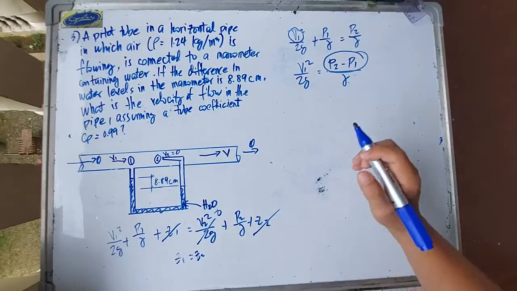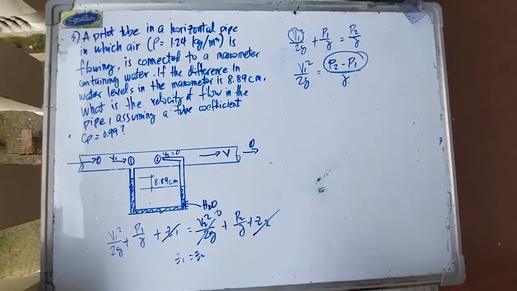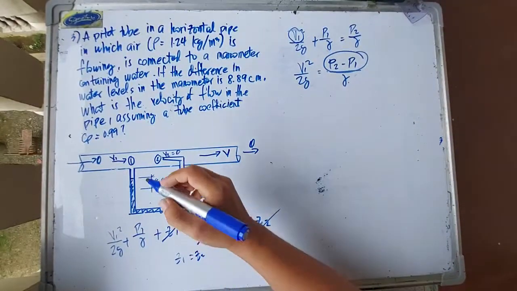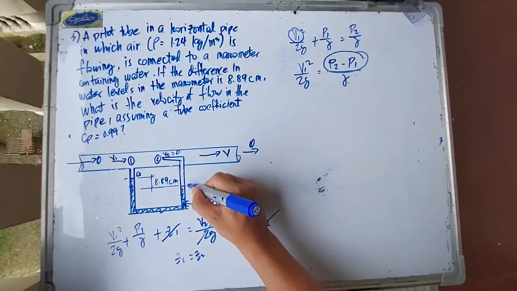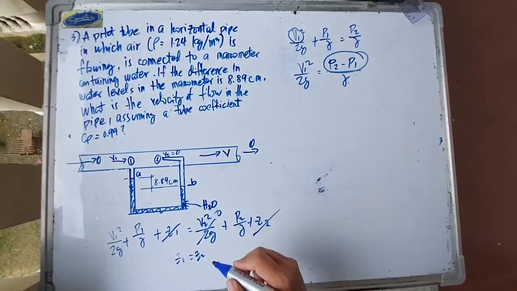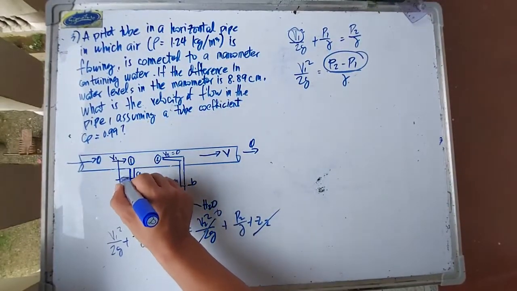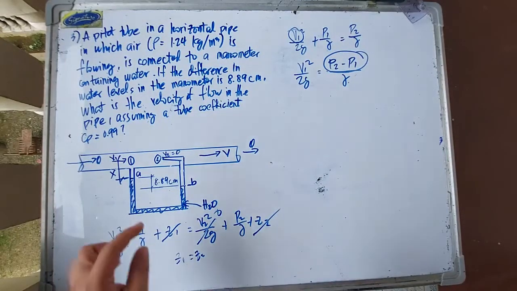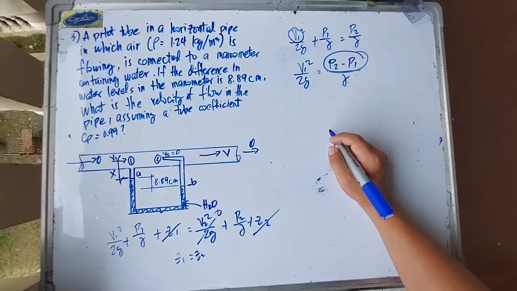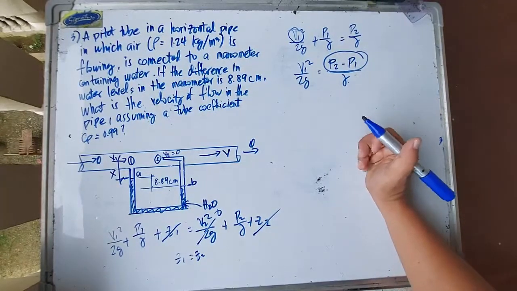Okay. So we add pressure heads from 1 to 2. Let's label the points of equal pressure. Let's say this is point A, this is point B, and this distance, let's say X, is the distance from point 1 to A. Okay, so we add pressure heads, or pressure, going around.